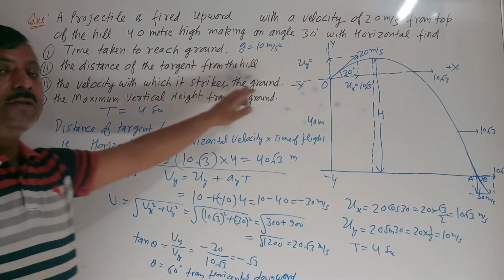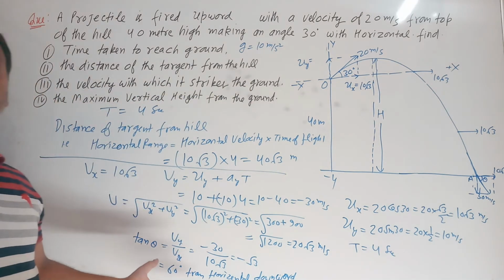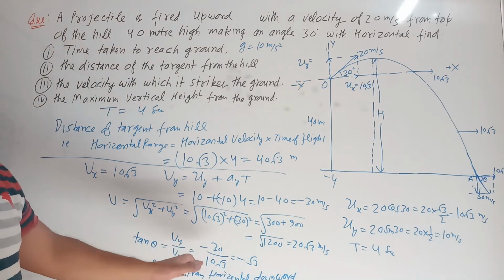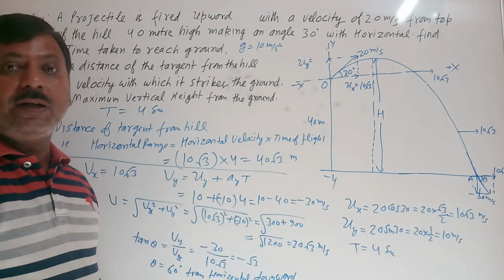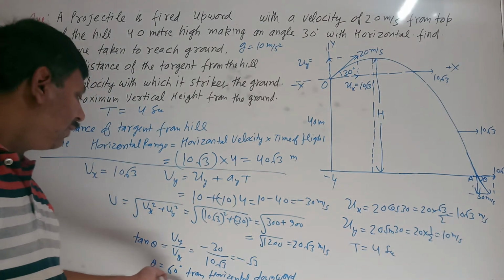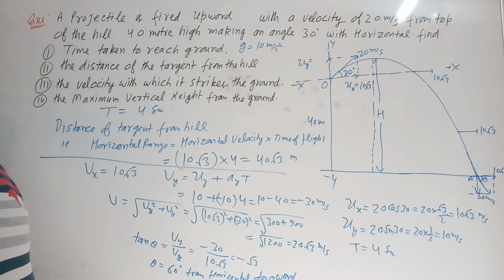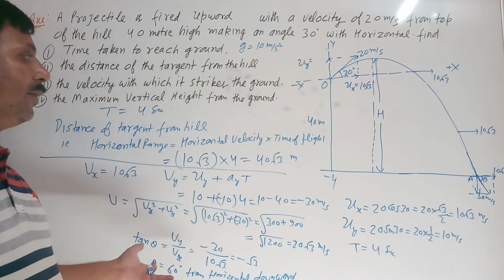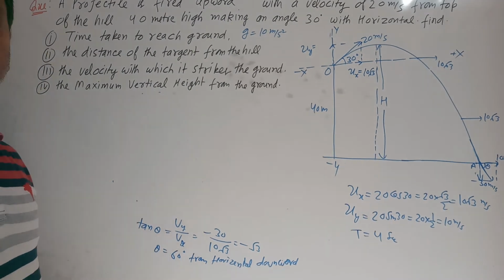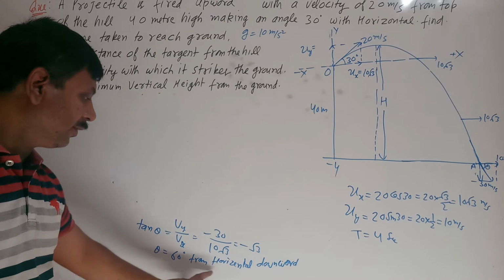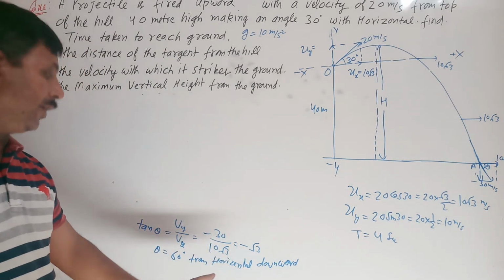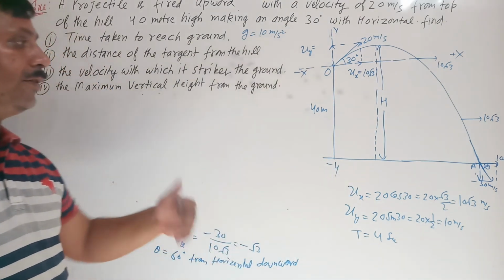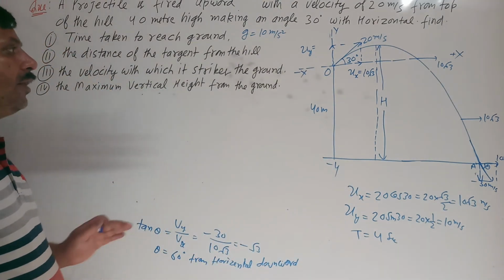The velocity with which it strikes the ground: what we have found is that the velocity value will be 20 root 3 and the direction will be 60 degree from the horizontal downward. This will be the velocity. So I have found the velocity, 60 degree from horizontal downward, and the value of velocity is 20 root 3. Okay, one thing more there.